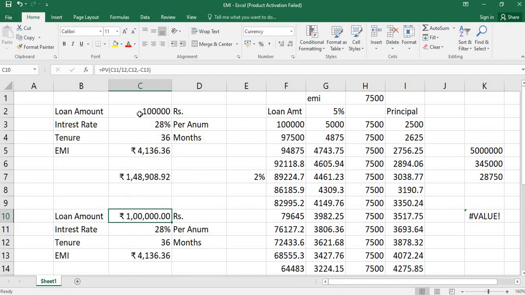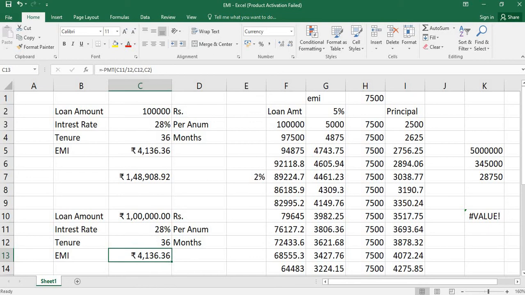You can observe the 1 lakh, 28%, 36 months. The EMI is 4,136. The same has been calculated in the reverse way. 4,136 is the EMI, 36 months will be the tenure, 28% per annum. Then the formula gives the same value.